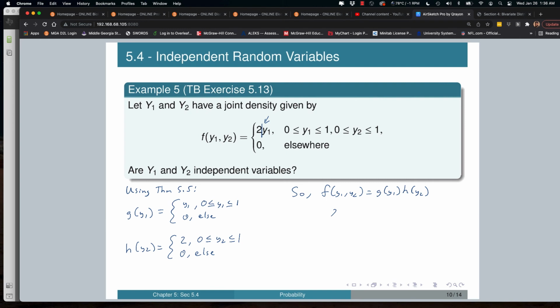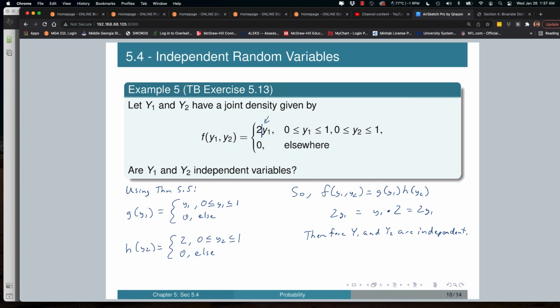And that's saying that 2y sub 1 is equal to y sub 1 times 2, which is true, right? That does equal 2y sub 1, and therefore y sub 1 and y sub 2 are independent. Now we could have found the marginal distributions for that one, and it probably would have given us the same conclusion.